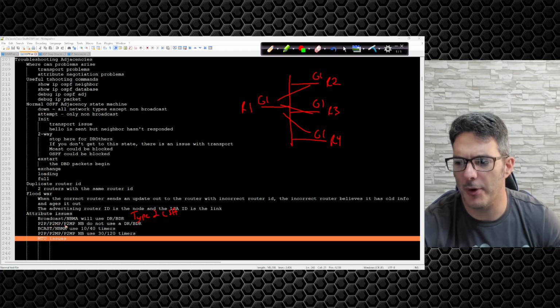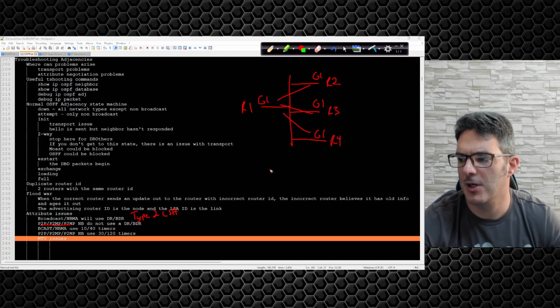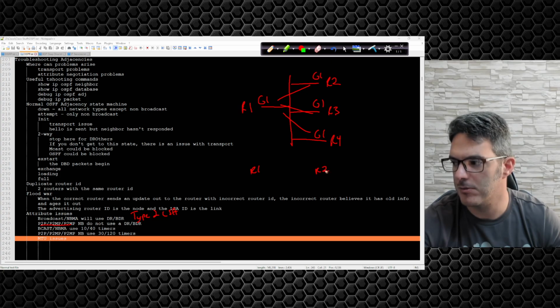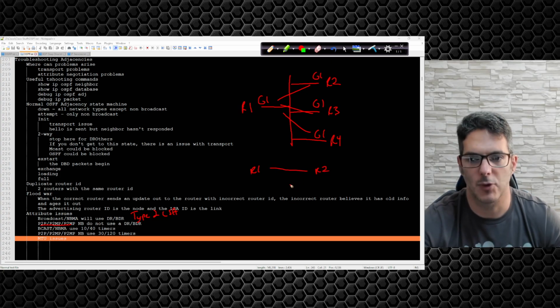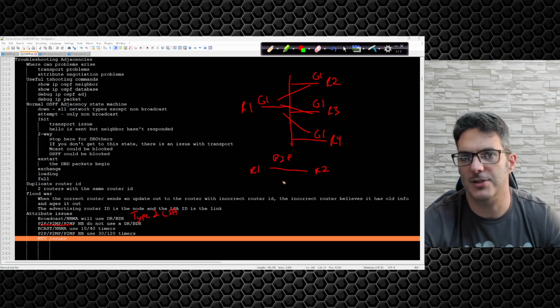Point-to-point, point-to-multipoint, and point-to-multipoint non-broadcast do not use a DR. Why not? What's the difference between these two? Well, the difference is it is assumed, especially with point-to-point, that you've got R1 and R2. This is a point-to-point connection. There's only two devices on the link, so there's no reason for me to try to figure out who's going to be the designated router.